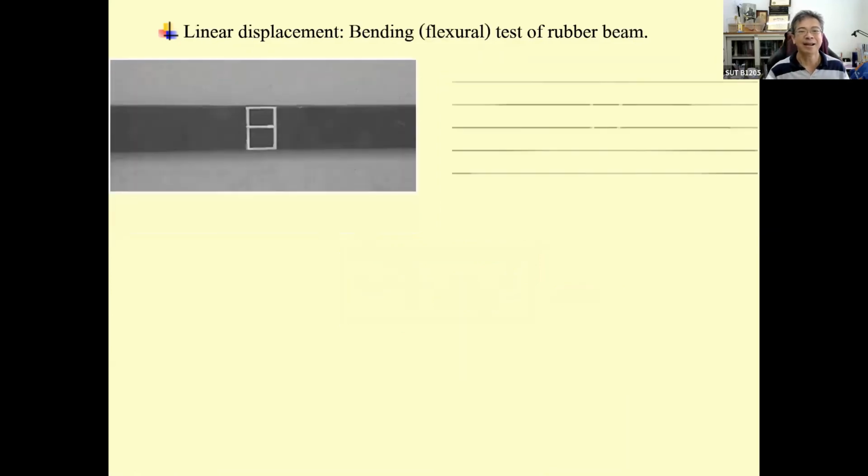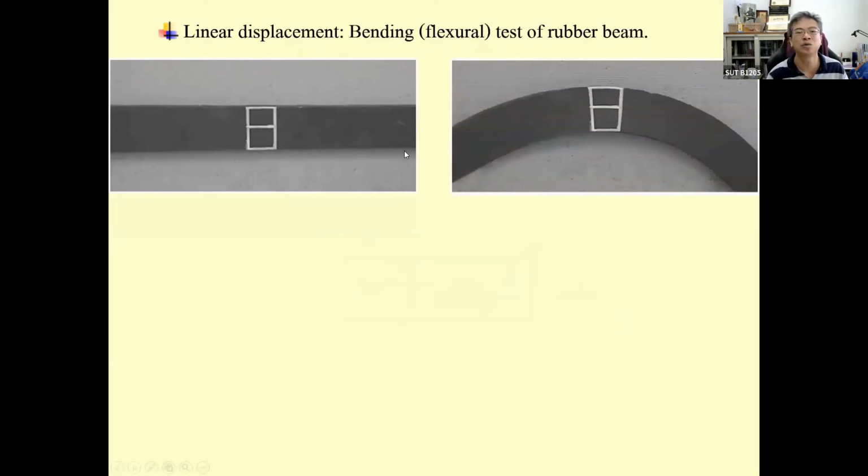Okay, linear displacement also occurs due to bending. If you bend the aluminum ruler, it is hard to see, but if you use rubber, you can see. If you apply this kind of moment, you get elongation on the top and contraction at the bottom. In the deformation of bending, the middle part, usually passing through the centroid of the section, is neutral, with no elongation.